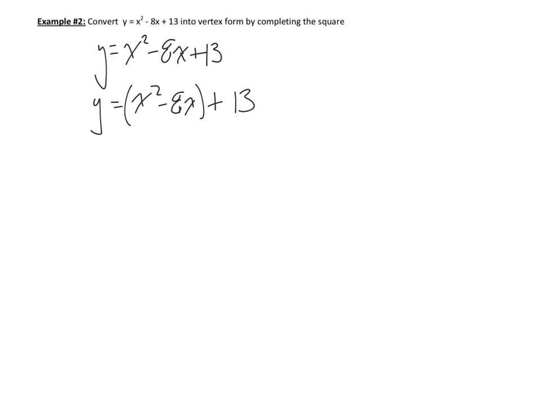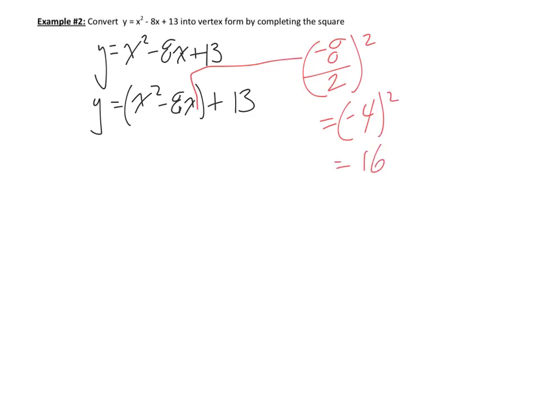The next thing I do is work on my value so I can complete that square. What am I going to insert in here to complete the square? I need to take my b value, which is negative 8, divide it by 2, and then square it. So that equals negative 4 squared, which equals 16. So I know that y equals x squared minus 8x plus 16 minus 16 plus 13 is how we're going to complete that square. This right here is my 0 pair.